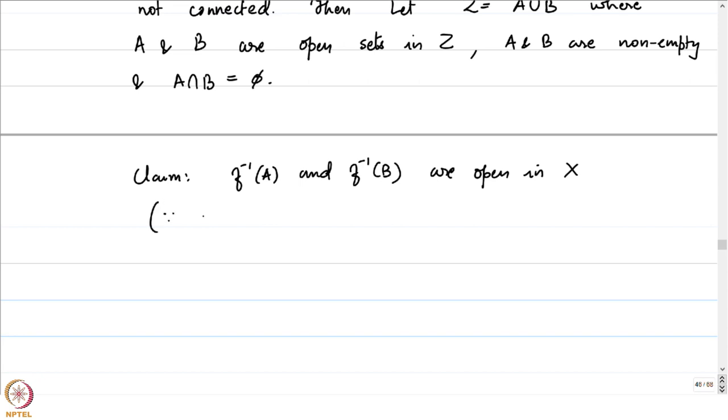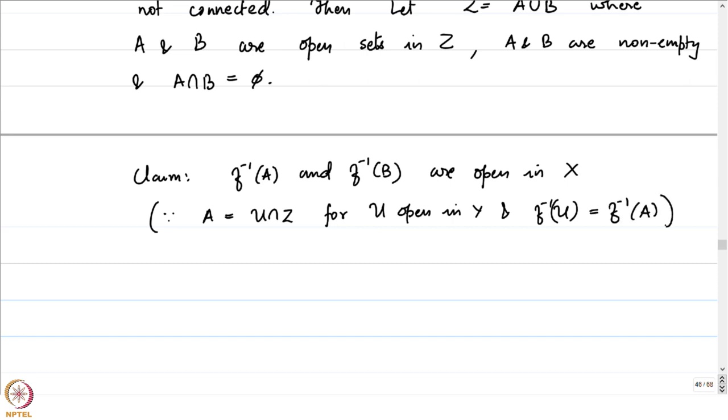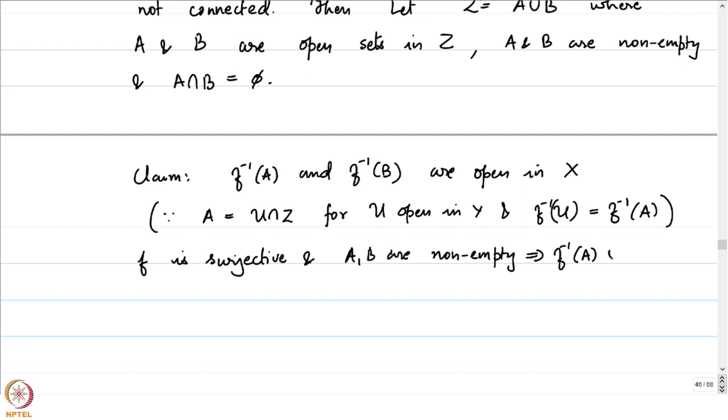Just observe that this follows since A is U intersected with Z for U open in Y, and f inverse of U is the same as f inverse of A. And because f is a continuous mapping from X to Y, it will be a continuous mapping from X to Z. This is the broad idea in establishing this particular claim, but let me not go deeper into it. I'll allow you to sit down and write down the details. So if we do accede that f inverse of A and f inverse of B are open in X, we also know that A and B are non-empty and f is surjective onto Z. Using the fact that A and B both are non-empty and f is surjective, this together tells us that f inverse of A and f inverse of B are non-empty.